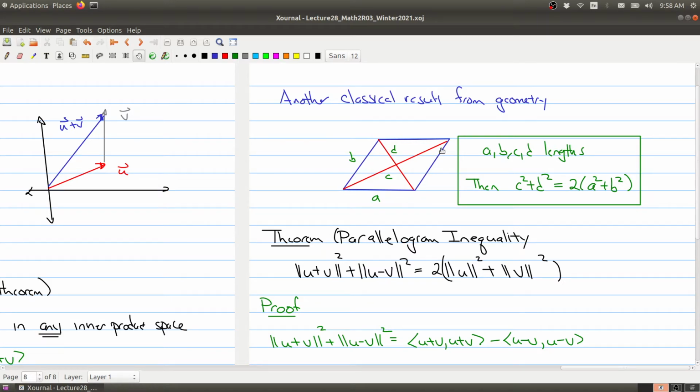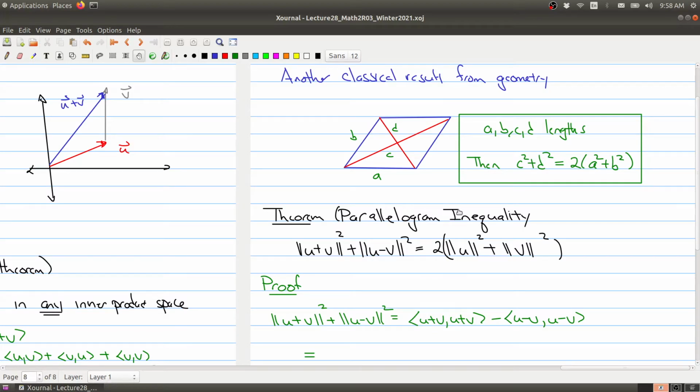If you have a parallelogram with two sides of length A and the other two sides of length B, and if C is the length of this diagonal and D is the length of this diagonal, then C squared plus D squared is equal to twice A squared plus B squared. This is called the parallelogram equality, which more generally says that for any two vectors, the norm squared of the sum plus the norm squared of the difference is equal to twice the norm of u squared plus the norm of v squared.